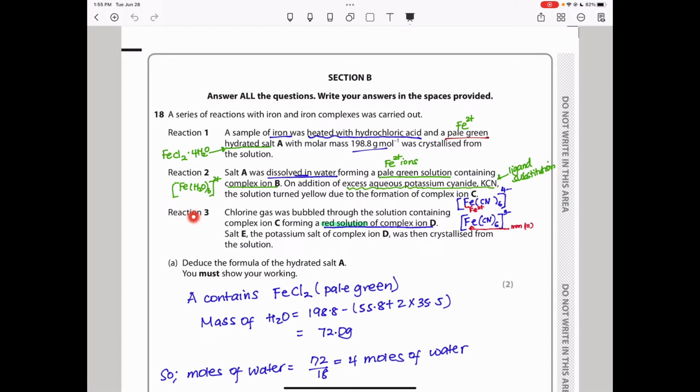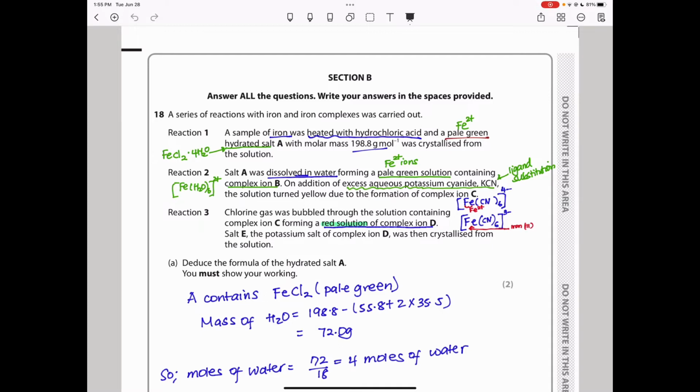And then reaction 3 says chlorine gas is bubbled through the solution containing the complex iron C. That is the complex iron with the 6 CN minus ligands. Then a red solution of complex D is formed. This red is due to oxidation. So basically, there is going to be an increase in oxidation state from iron 2 to iron 3. So we're going to form a complex of iron 3. Then there's a salt E. The potassium salt of complex D was then crystallized from the solution.